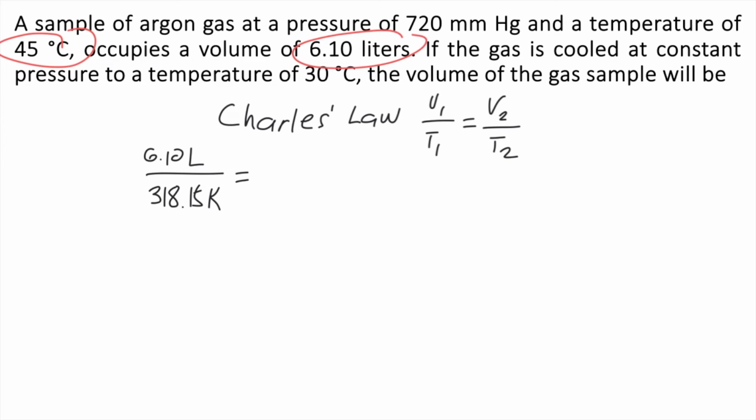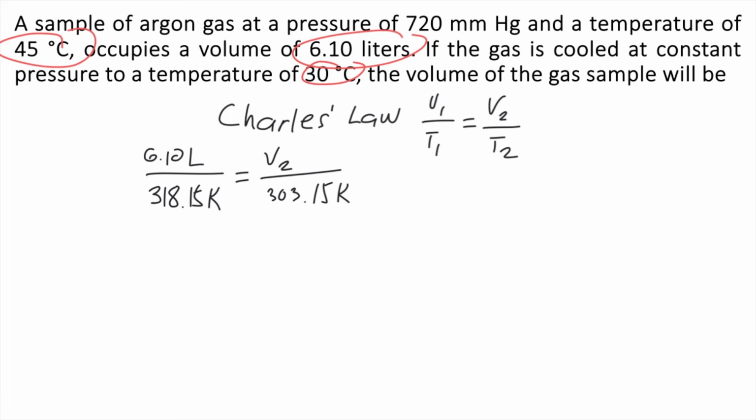Okay. And on the right side, we have V2. So that's unknown. We don't know V2 because that's what's being asked in the problem. So just write V2 divided by our final temperature is 30 degrees Celsius. But again, you need to convert that to Kelvin. So 30 plus 273.15. And that will give you 303.15 Kelvin.